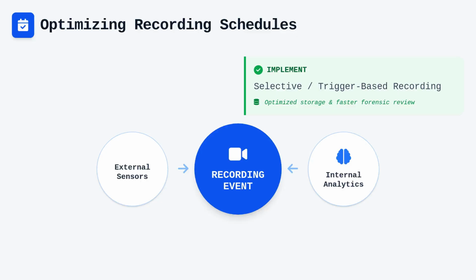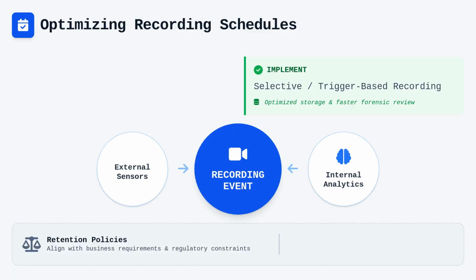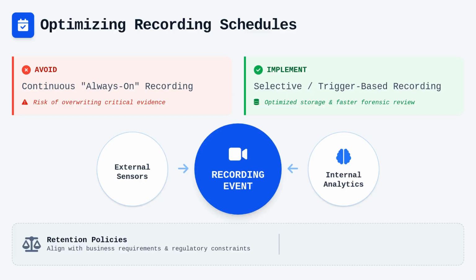While configuring these schedules, ensure that your retention policies align with the business requirements or regulatory constraints inherent to the site. If you rely too heavily on basic, always-on recording, you significantly increase the risk of overwriting critical evidence sooner than intended due to limited drive capacity. Balancing trigger-based recording with a sensible, automated archiving strategy is the hallmark of a resilient surveillance system.